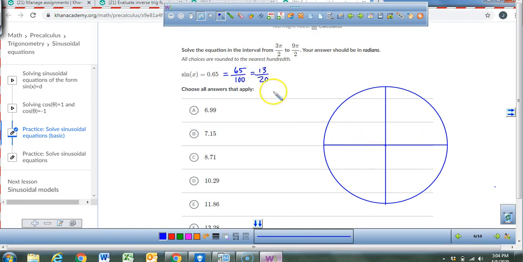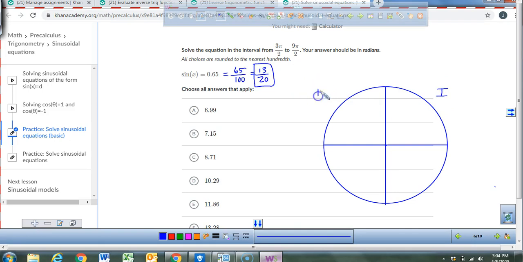But right now, where is this going to be located? This is going to be located in quadrant number 1 and quadrant number 2. That's where the y values are positive. Here the x values are negative, but the y values are positive. Over here, the x values are positive and the y values are positive.